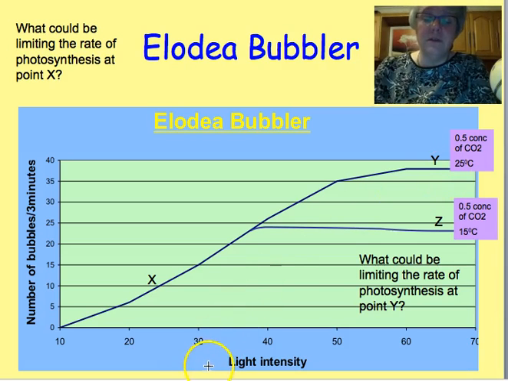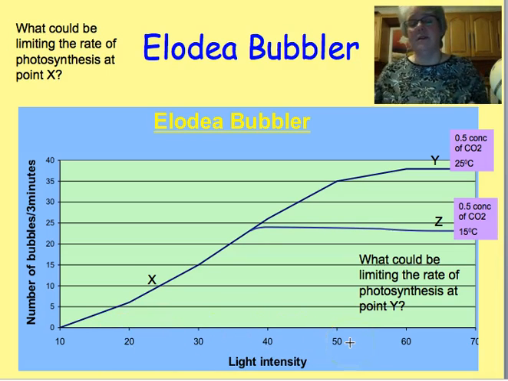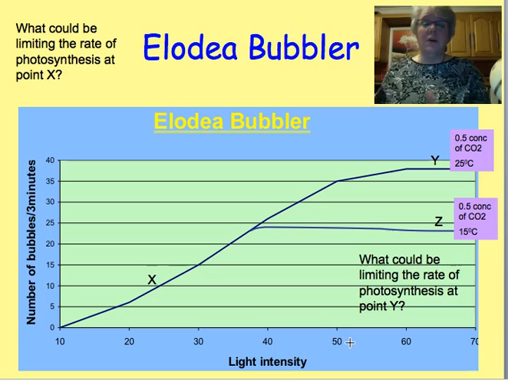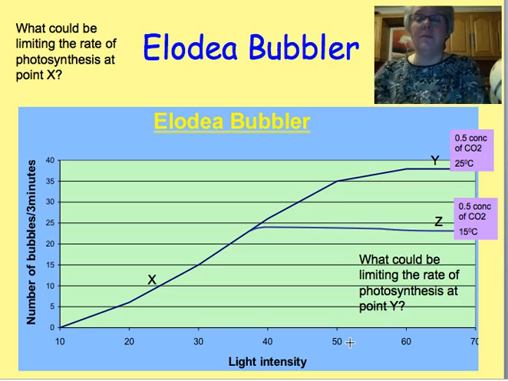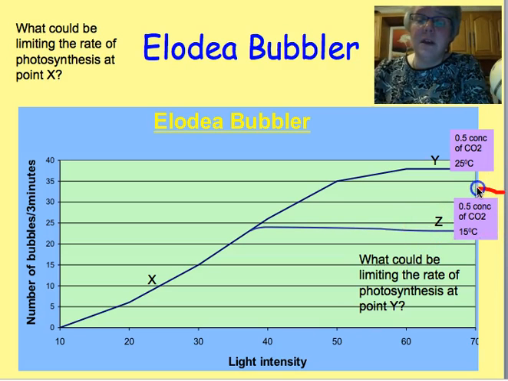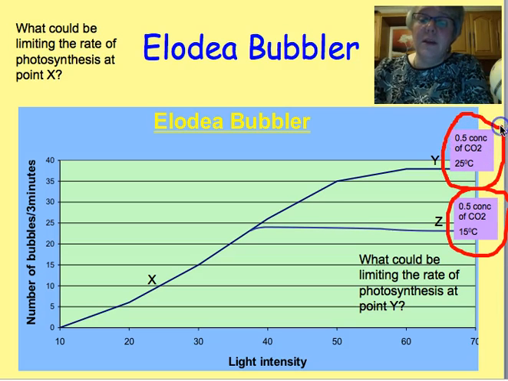And you'll notice that there's light intensity down here, so this is increasing light intensity. You're getting the lamp nearer to the plant, or you're using filters on it, and the filters are letting more and more light through. But as well as that, you'll see that here and here, there are two other pieces of information. Now this tells you here that there's a 0.5 concentration of carbon dioxide and the temperature is at 15 degrees Celsius. This one here tells you it's 0.5 concentration of carbon dioxide and it's 25 degrees Celsius.